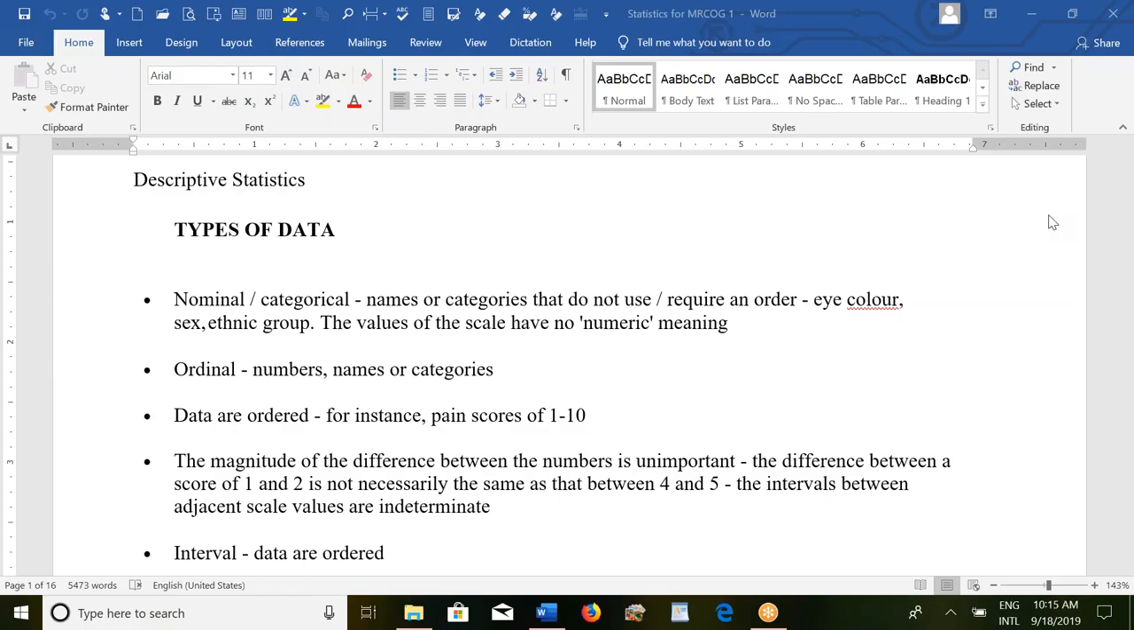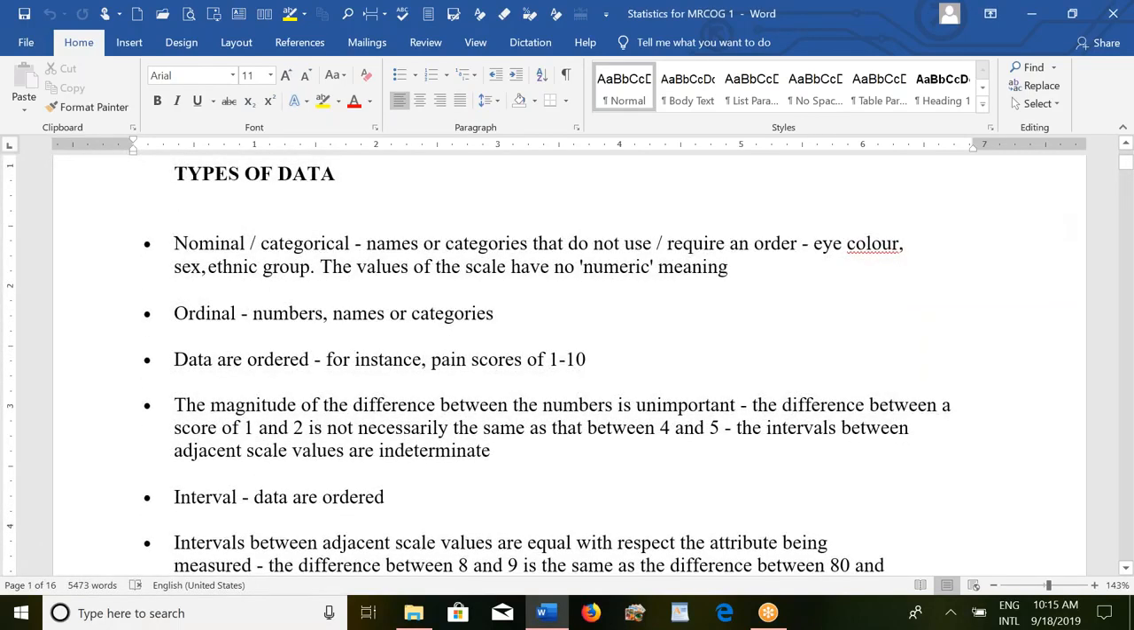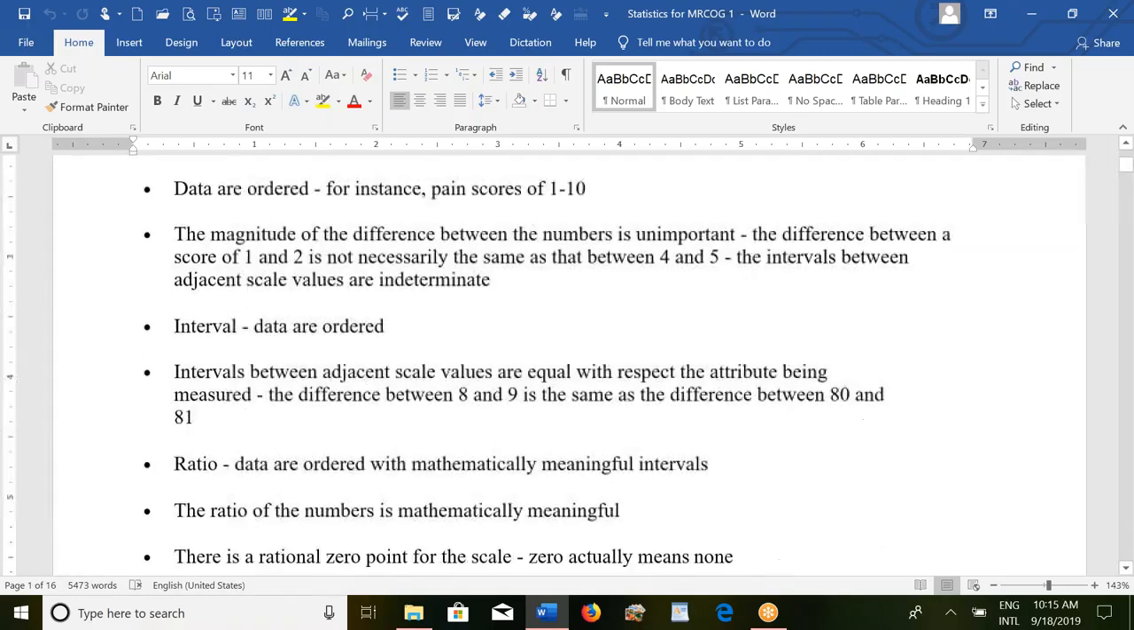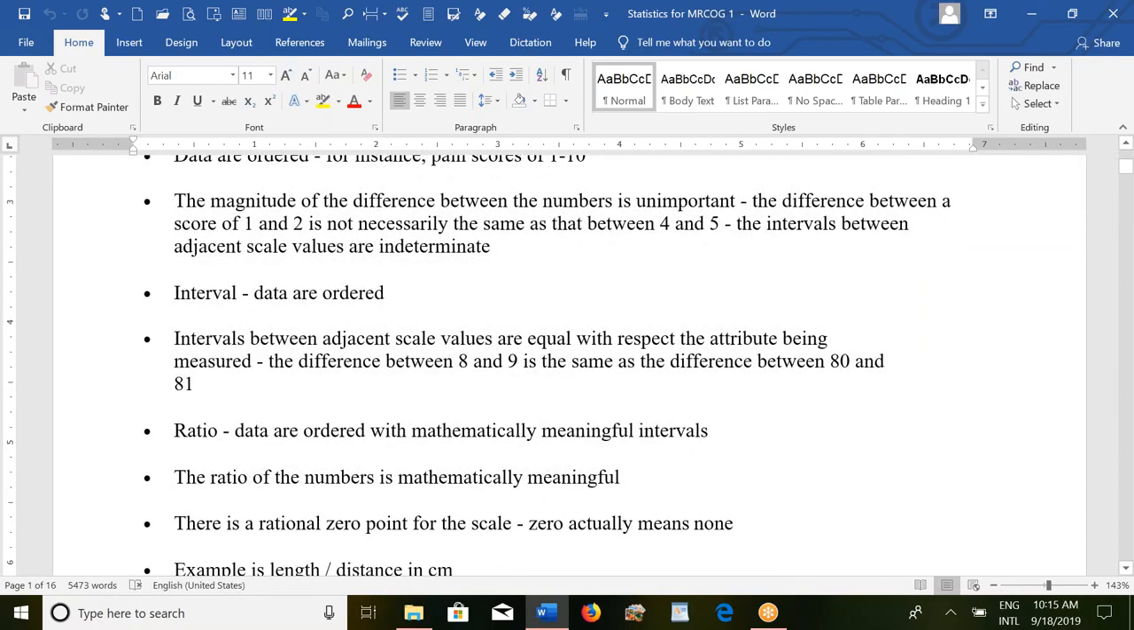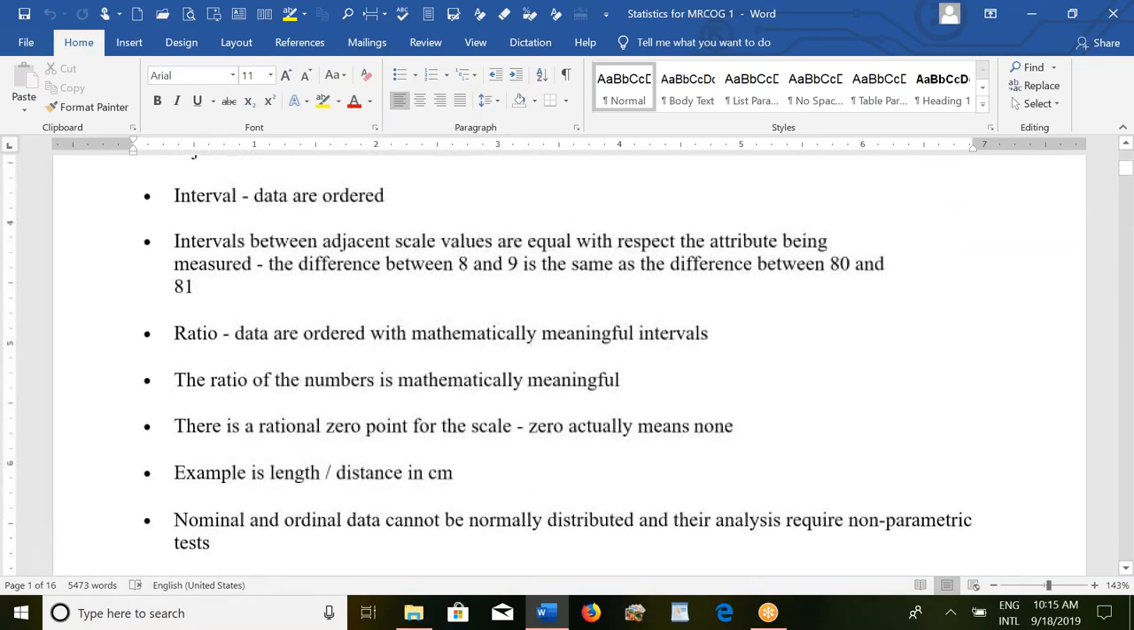If we divide them, basically you are going to see important types of data: nominal, ordinal, then there can be interval data, and then there can be ratio. These four are basically used in obstetrics, in biostatistics.